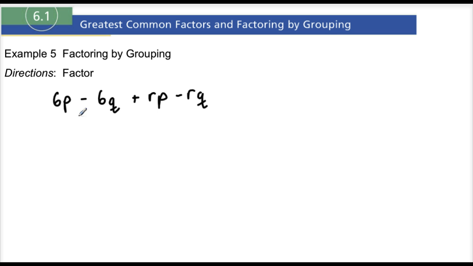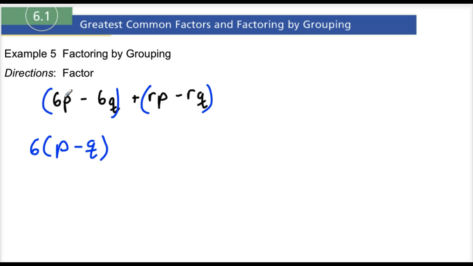What you do is you put groups of parentheses around the first 2 terms and the second 2 terms right there. Okay, so I have 6p minus 6q plus rp minus rq. And so what you do now is you factor each set of parentheses by the GCF method. So what is the GCF of 6p minus 6q? Well, it's 6, right? So I'm going to factor out a 6. So now I have p minus q left.